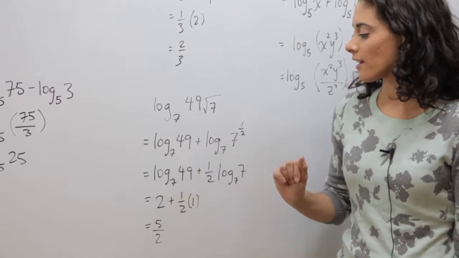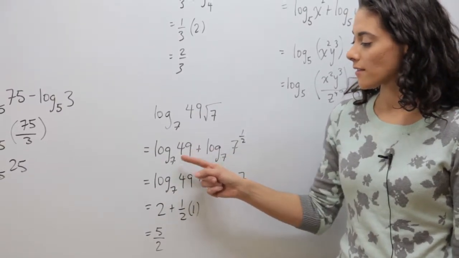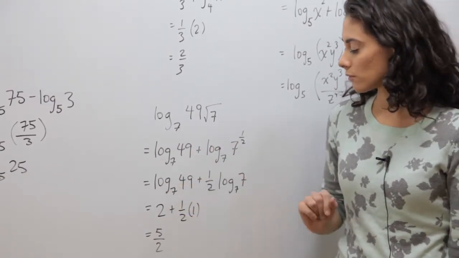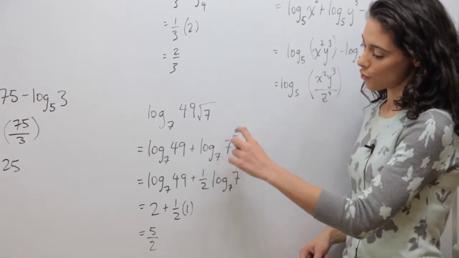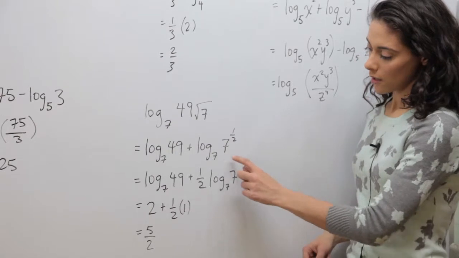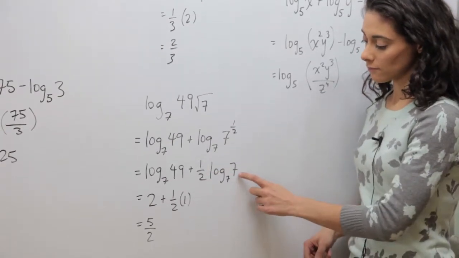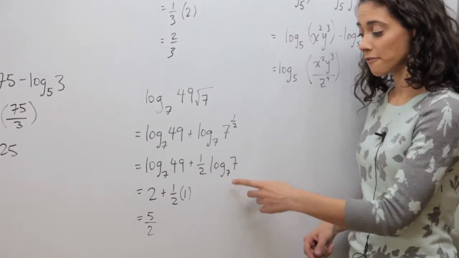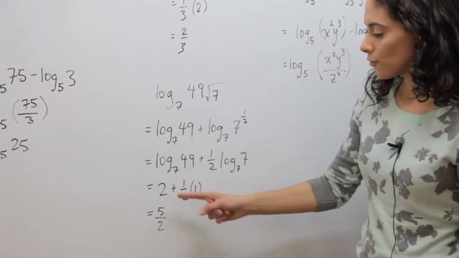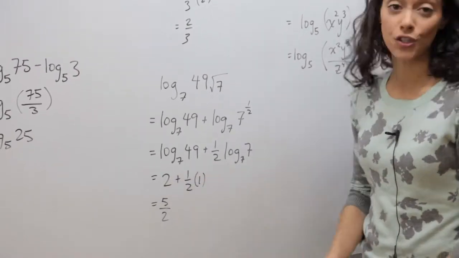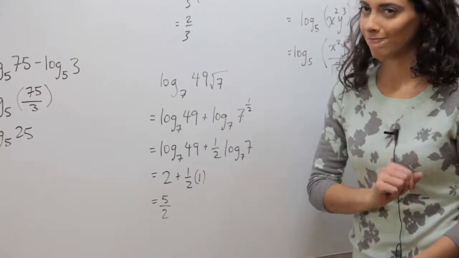Log base 7 of 49, I know that the exponent that takes me from here to here is 2. Using the third law, I simplified this, drop this down in front. Log base 7 of 7, fairly easy, 7 to the power of 1 is 7. Multiplying that by 1/2, 2 plus 1/2 is 2.5, or 5 over 2.